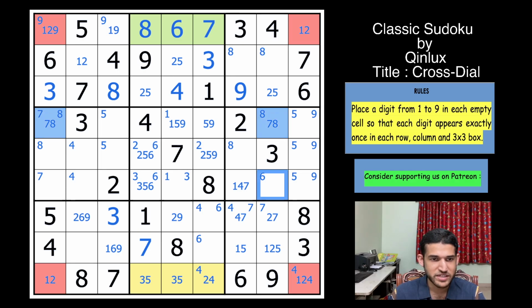Fantastic. So 6 goes here, 6 goes here, and 6 goes here, and that gives a 5 here. So removing the 5 from this cell, and now this is not a 6, so that's a 1 and a 9. So this will be a 1 5 9 for the row.